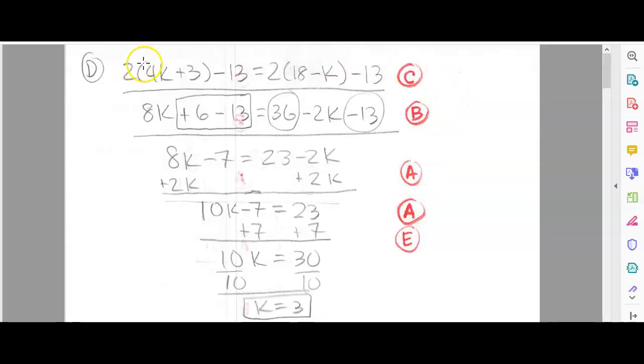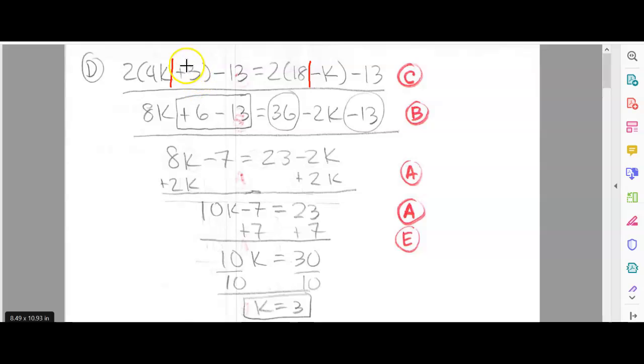I have the equation 2 times the quantity of 4k plus 3 minus 13 equals 2 times the quantity of 18 minus k minus 13. The first thing we're going to do in this situation is C. We're going to go ahead and apply distributive property. So let me get my tools here. So apply distributive property.